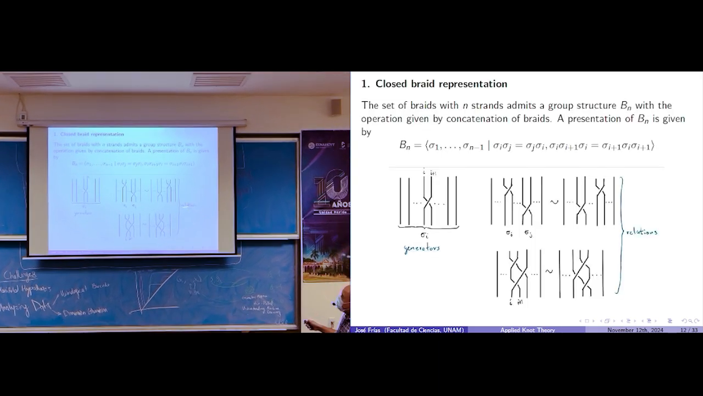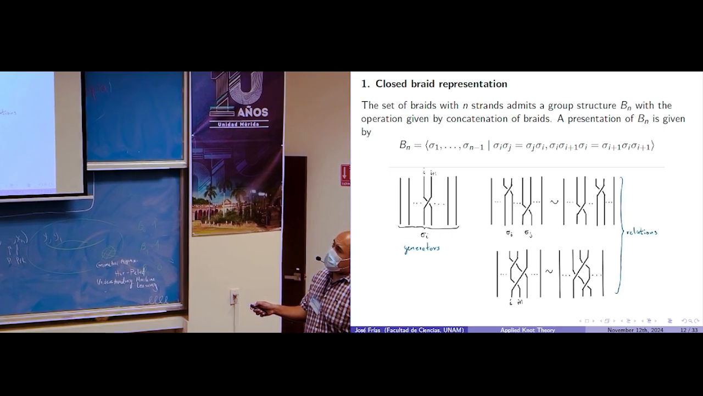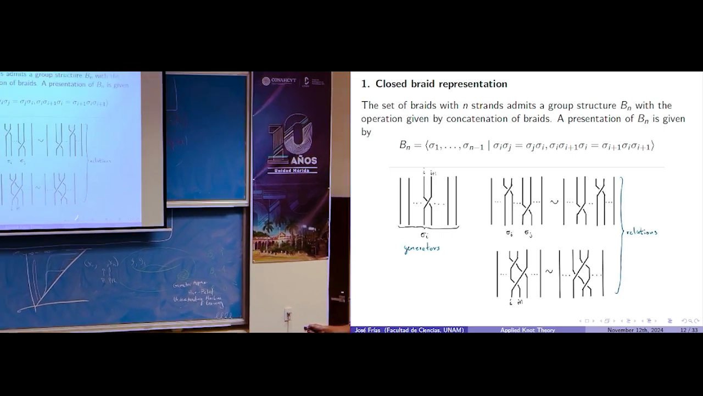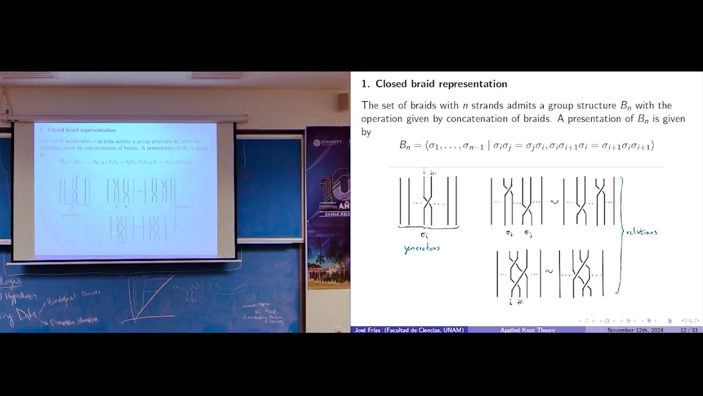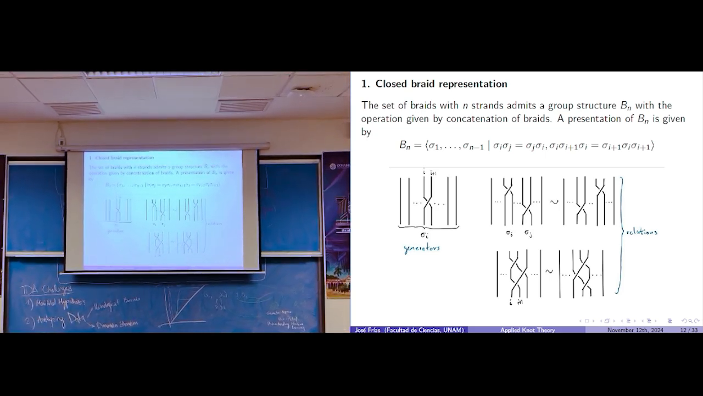And we also have relations. The first relation is that 2 of the generators commute if they are not consecutive. And the second relation is a kind of reformulation of the Reidemeister move number 3.